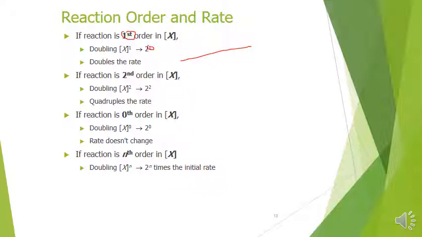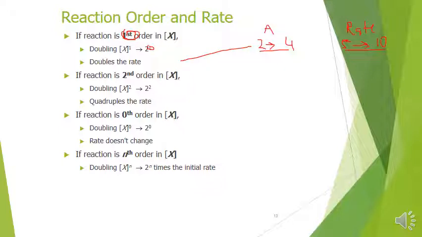So let's say you double your concentration, so the concentration of A goes from 2 to 4. What you notice is the rate is going to double as well. So let's say your rate was 5 and 10. If you double the concentration and the rate doubles, it's going to be first order.